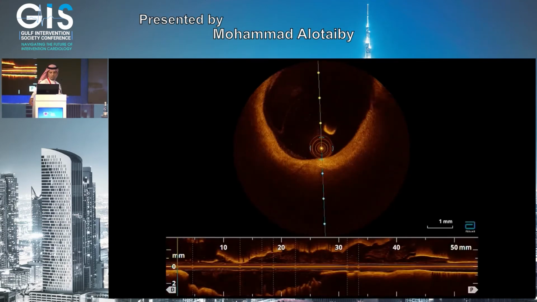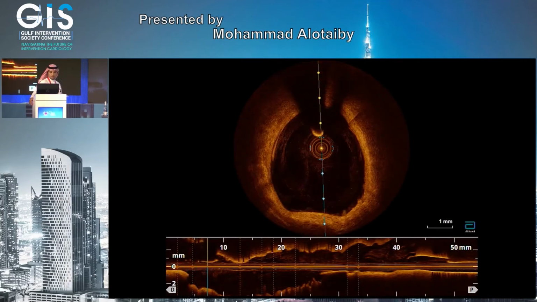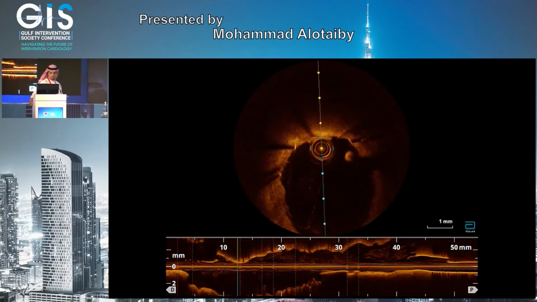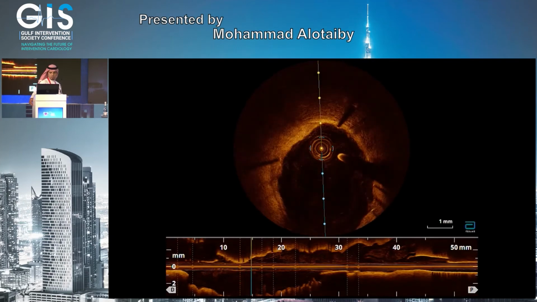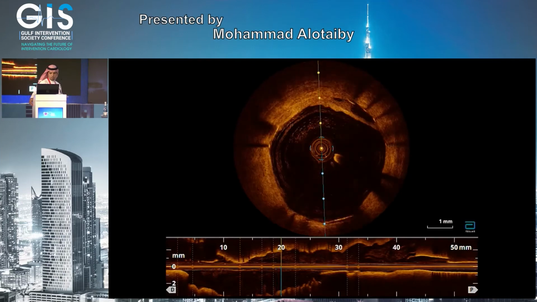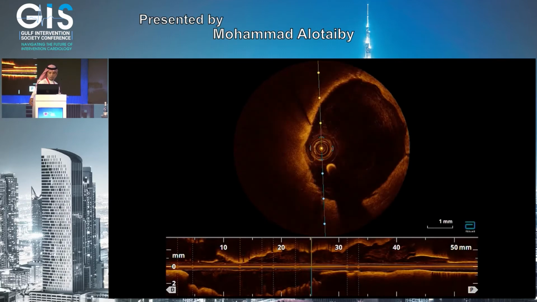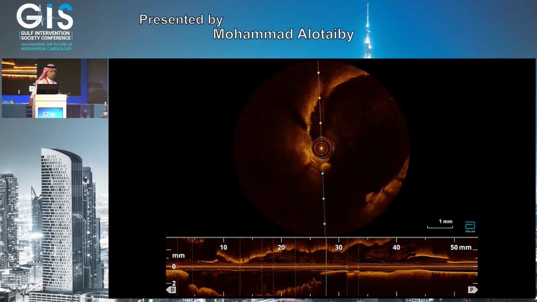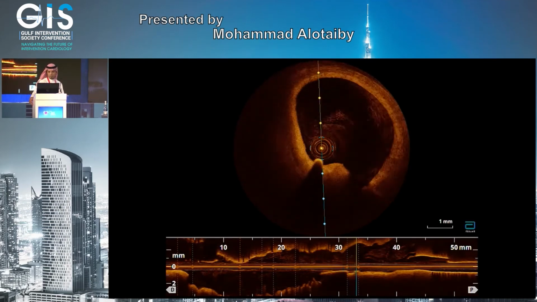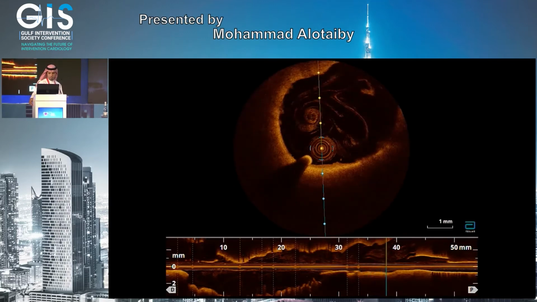And then they did another pullback, which confirmed that they corrected the mid-stent malposition. You will see it now in the middle of the stent that they corrected that malposition. There is a lot of tissue protrusion, but at the end, you notice that there is no malposition in the middle of the stent. So that's very useful information and reassurance, which is another indication of imaging, particularly OCT.